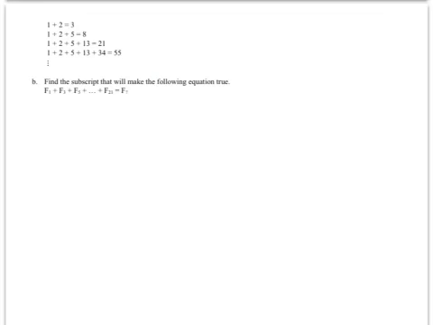So if I want to figure out what subscript will make this equation true, this says add f1, f3, f5, f7, f9, f11, etc., up to f21. That is every other Fibonacci number till you land at f21. And according to the pattern that we saw, this should add up to the very next Fibonacci number, which would be f22.